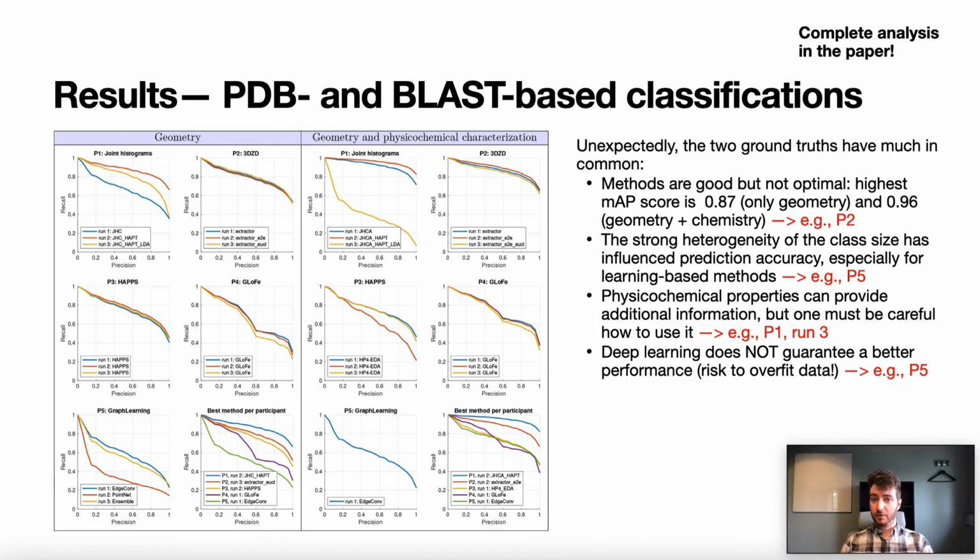Physical-chemical properties are a valuable resource, but they can also turn out being a problem if not correctly handled, and in this case, learning-based methods had problems dealing with them. In general, it is interesting to notice that deep learning does not guarantee better performance than more traditional methods, for example, because of data overfitting.